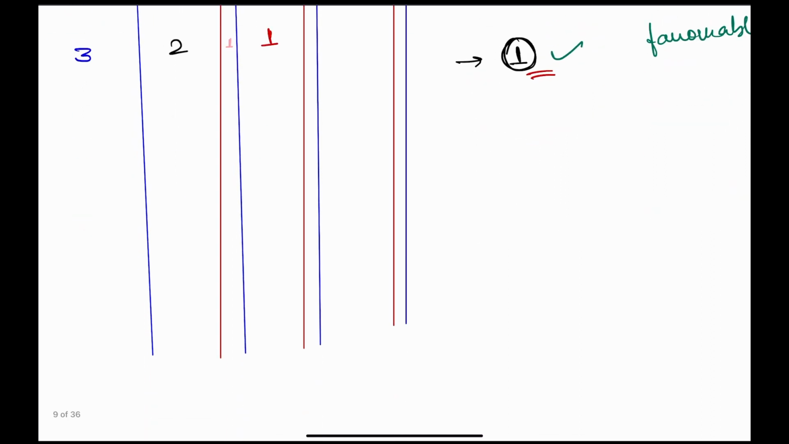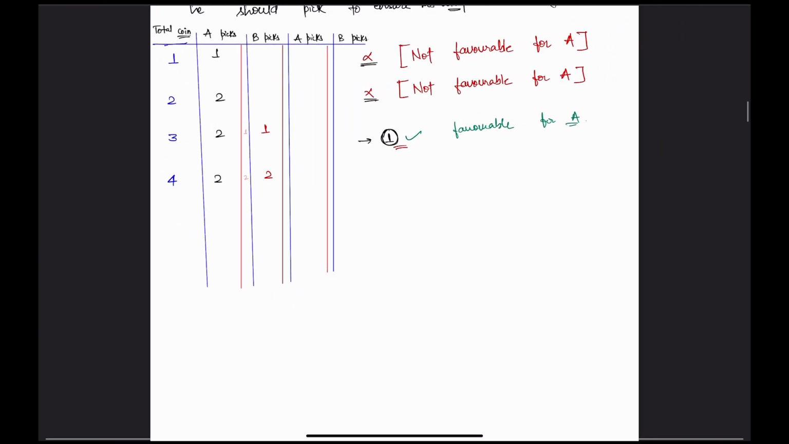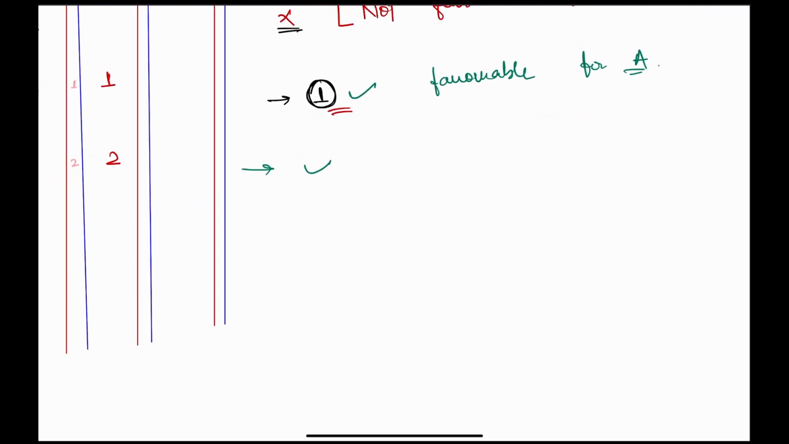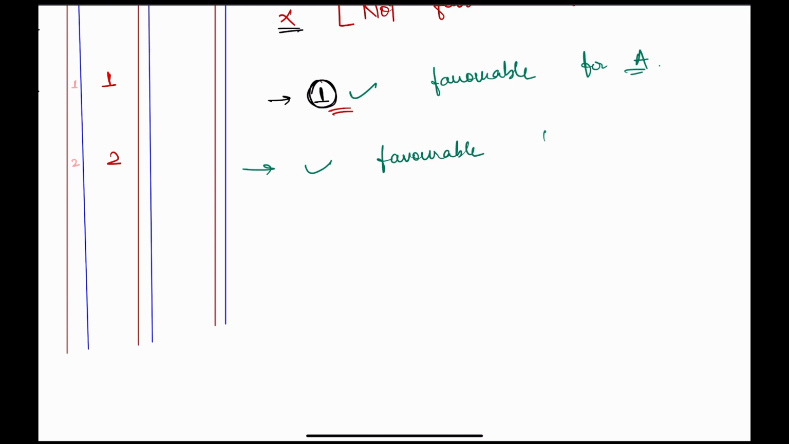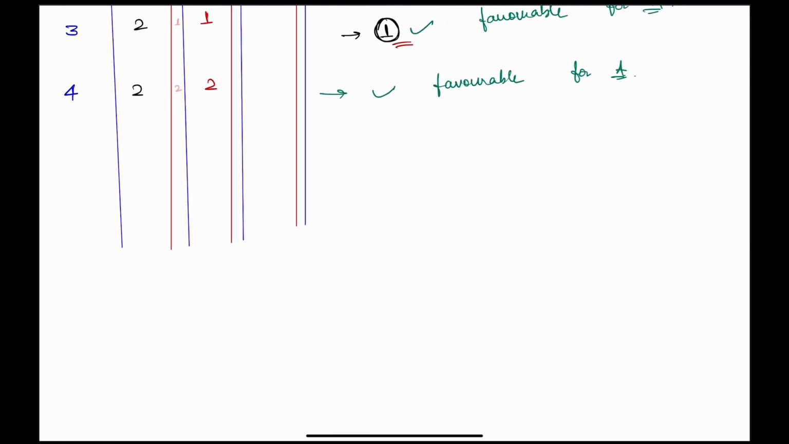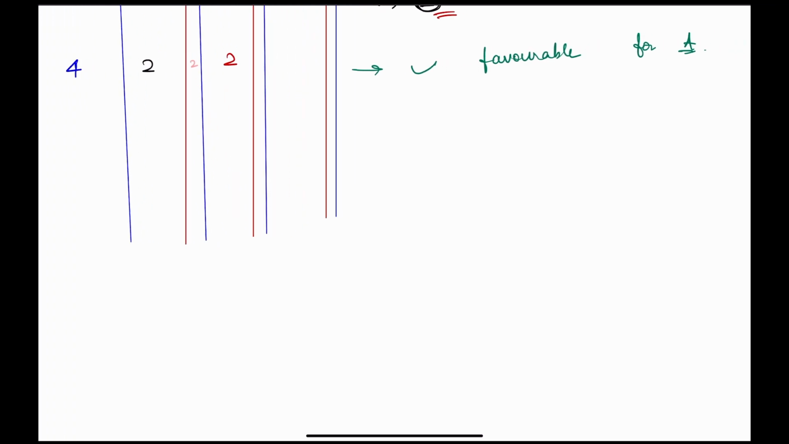So if four coins are there, our A will pick two. After that, what will happen? Two will be left, and B has no choice but to pick them. So that way also, A is going to win. Favorable for A.